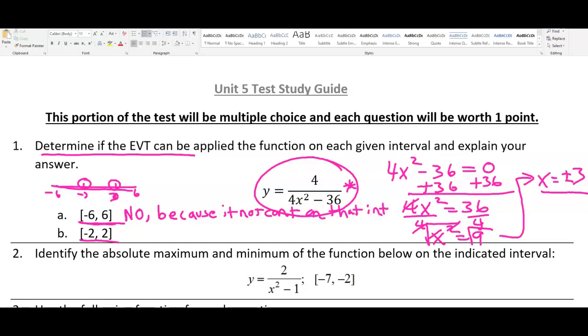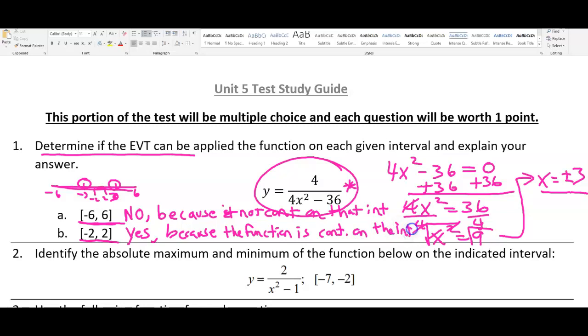Now for the next one, from negative 2 to positive 2, the discontinuities are not there. So we do have a nice continuous interval there. So we would say yes, because the function is continuous on the interval.